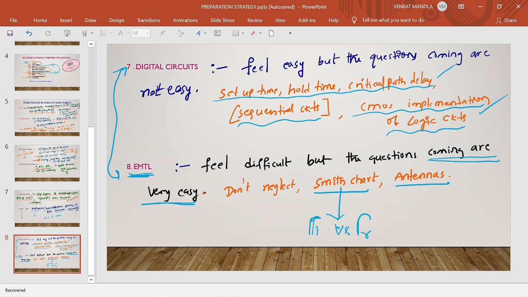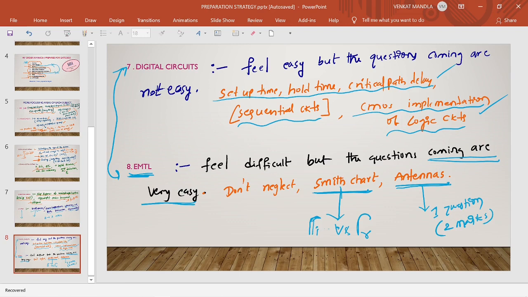Okay, and try to derive all the formulae, all the things, all the circles, how they come. Try to derive those. Okay, so then only you get to understand the Smith chart properly. Okay, so you cannot neglect the Smith chart. And the next one is antennas. This also, every time we are getting one question. Every time. You can observe from your previous GATE questions. Every time you are getting one question. Mostly that is a 2 marks question. Okay. So you cannot neglect this topic.